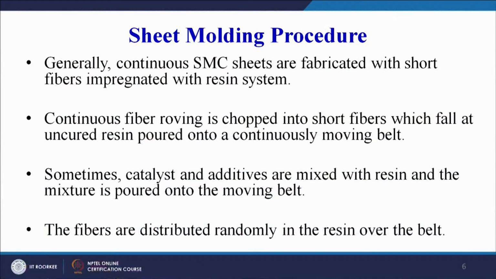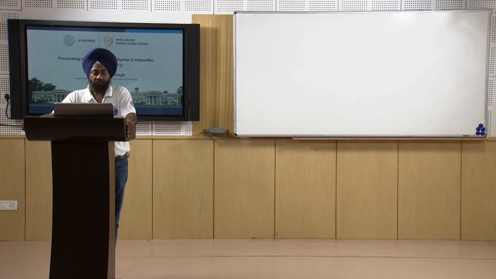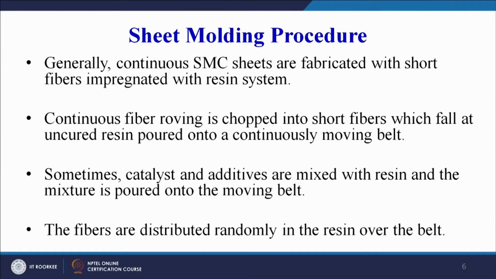Generally, continuous SMC, these days SMC has become very common. So maybe continuous SMC sheets are fabricated with short fibers impregnated with resin system. So here we will not have long fibers or woven mat form of fibers, we will have short chopped fibers which will be used as the reinforcing agents for the thermosetting type of polymers. So sheets are fabricated with short fibers impregnating the resin system. Continuous fiber roving is chopped into short fibers which fall on the uncured resin poured onto the continuously moving belt.